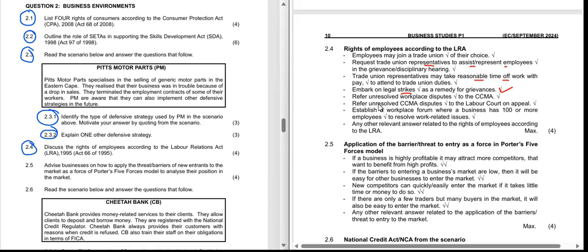And also refer unresolved workplace disputes to the CCMA. Refer unresolved CCMA disputes to the Labour Court on Appeal. Establish a work forum where business has 100 or more employees to resolve work-related issues. So these are some of the rights of employees according to the Labor Relations Act. Let's look at number 2.5.